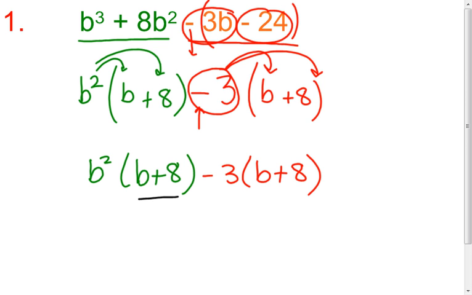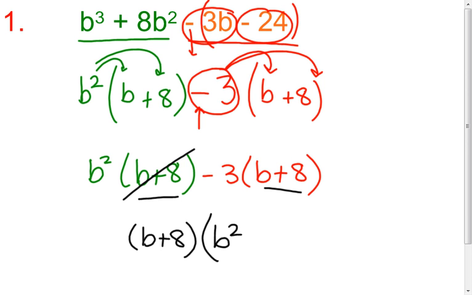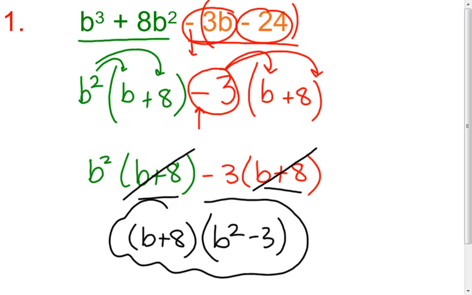Both the green and the red have a b plus 8 to them, so I will pull that b plus 8 out of both terms. If I pull the b plus 8 out of the green, what I have left is b squared, and if I pull the b plus 8 out of the red, what I have left is negative 3. And that's how this one factors.